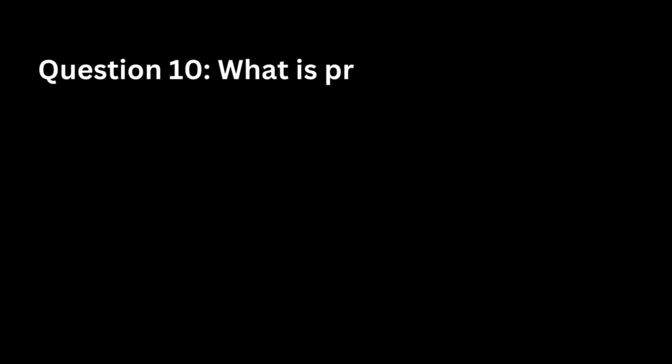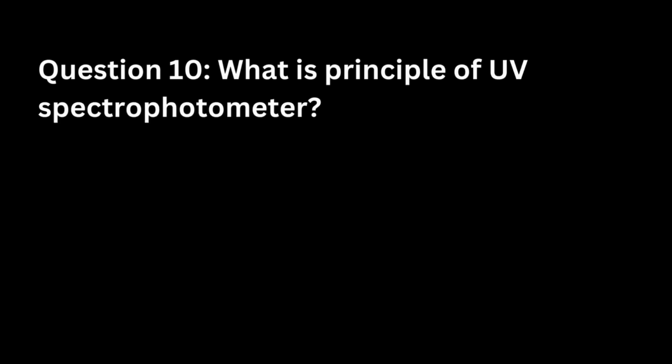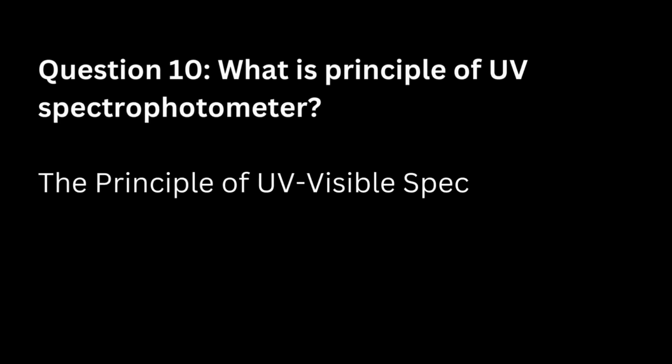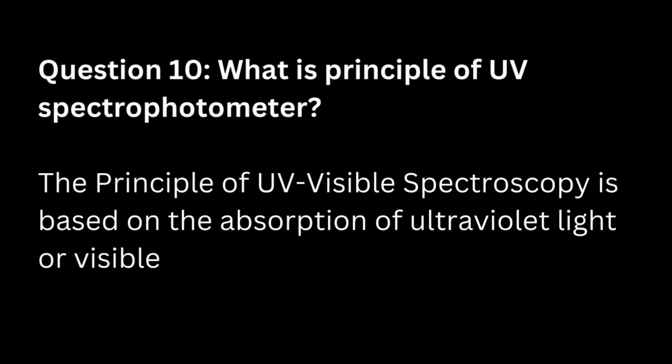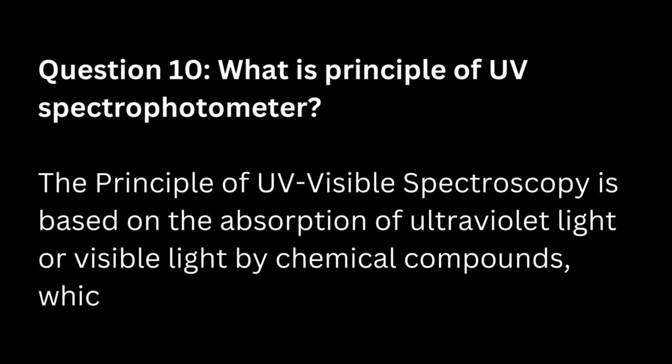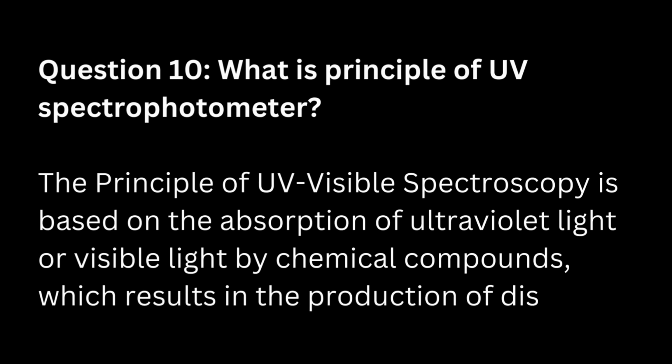Question 10, what is principle of UV spectrophotometer? The principle of UV visible spectroscopy is based on the absorption of ultraviolet light or visible light by chemical compounds, which results in the production of distinct spectra.